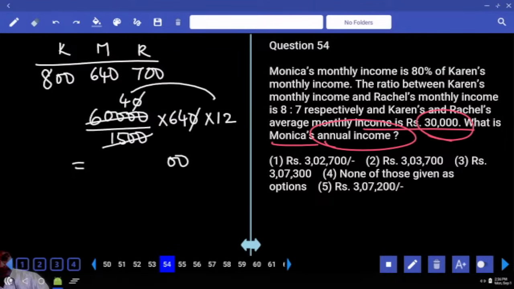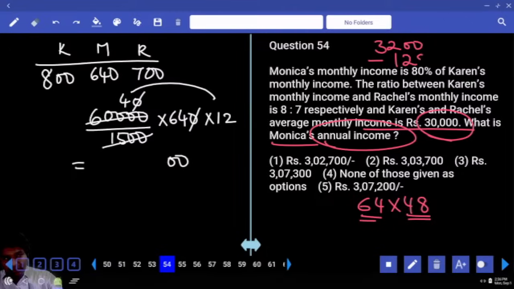4 into 12, 64, 48 times. I'll go with 50 times minus 2 times. 50 times 64 is 3200. From that we have to subtract 2 times 64, which is 128. If 128 is subtracted from 3200, we get 3072. Answer: 3,07,200. 5th option. Is it clear?